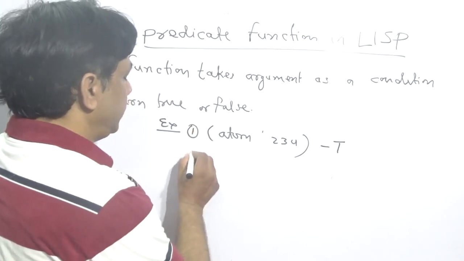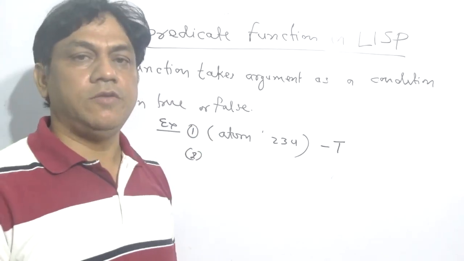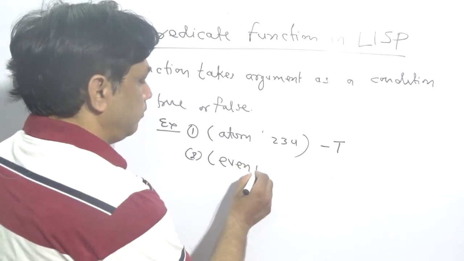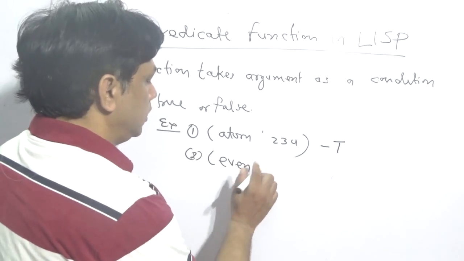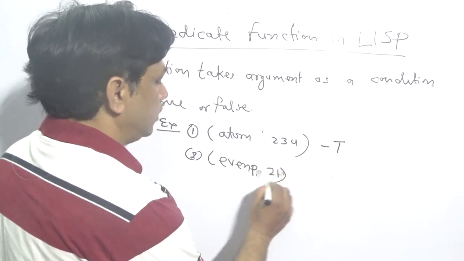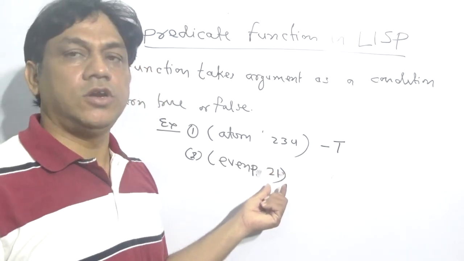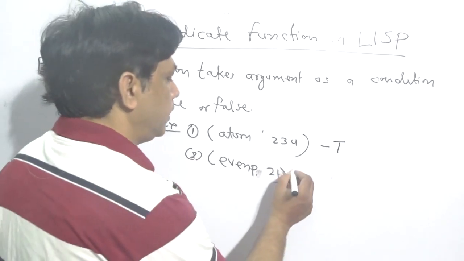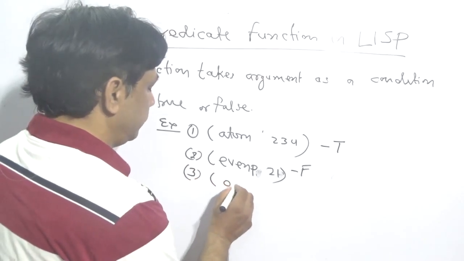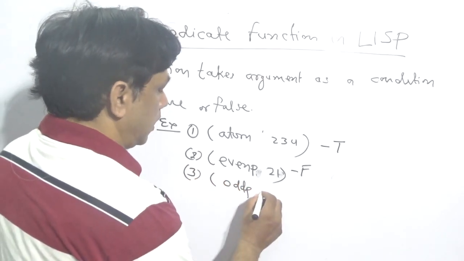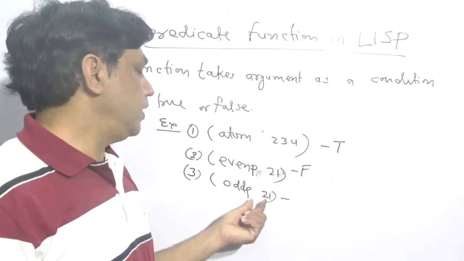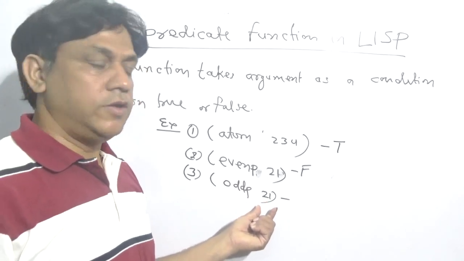The second example of a predicate function is if I want to check whether a particular number is even or not. How will I write it? evenp 20, or you can take 21. Since 21 is not an even value, it will return false. The third one is oddp. I am giving 21 once again here. Now 21 is an odd value, therefore it will return true.